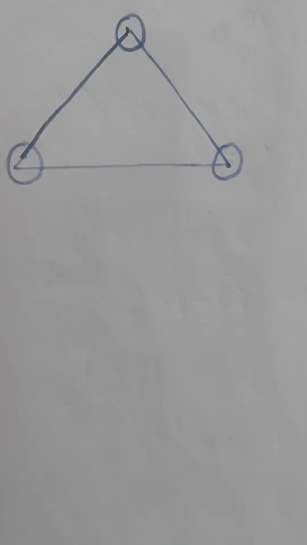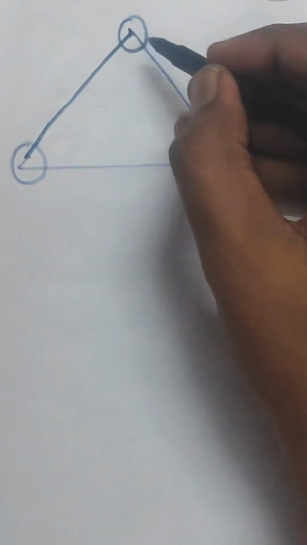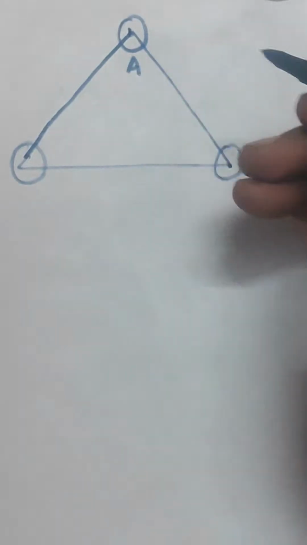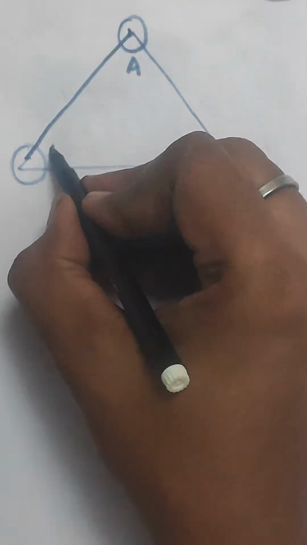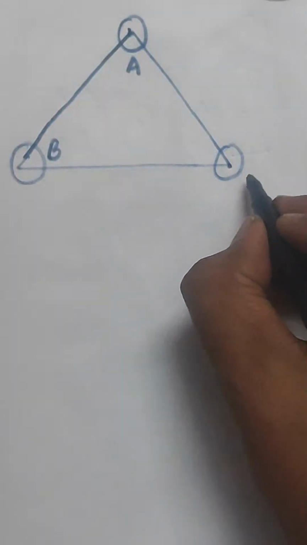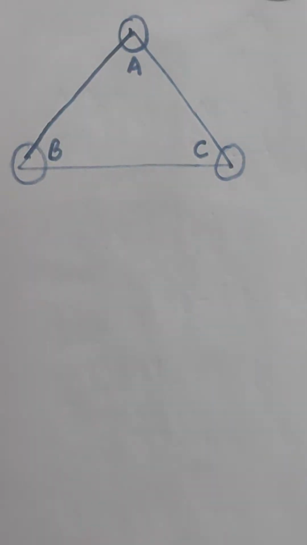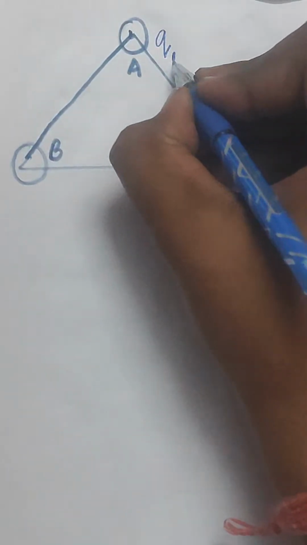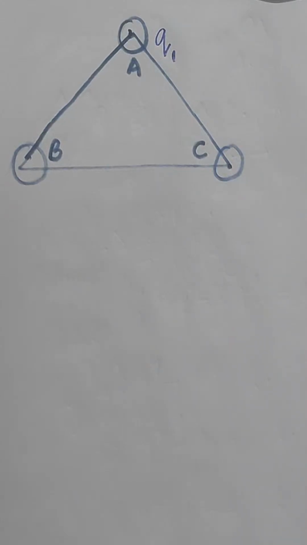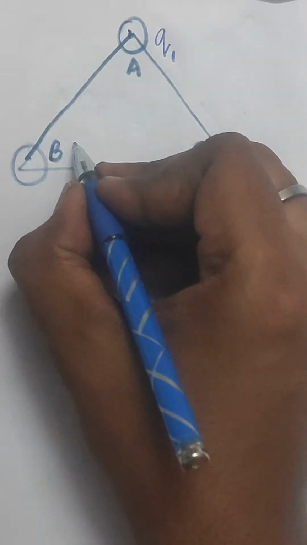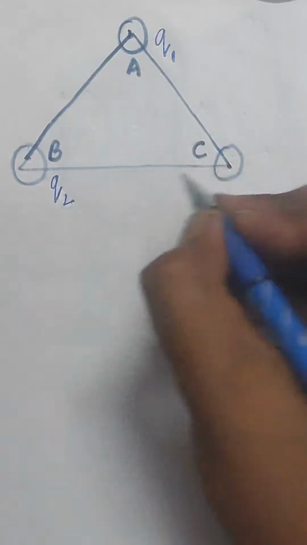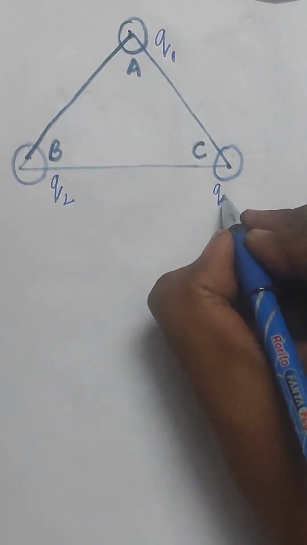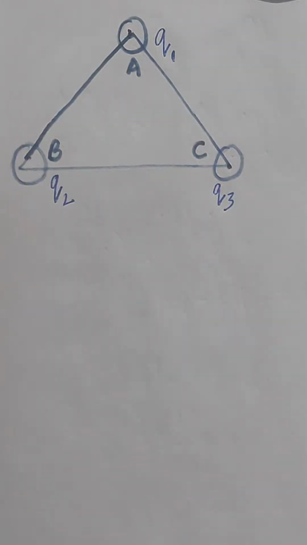So let us say the three vertices are A, B and C respectively. And the charges which are placed over here are Q1, Q2 and Q3 respectively.